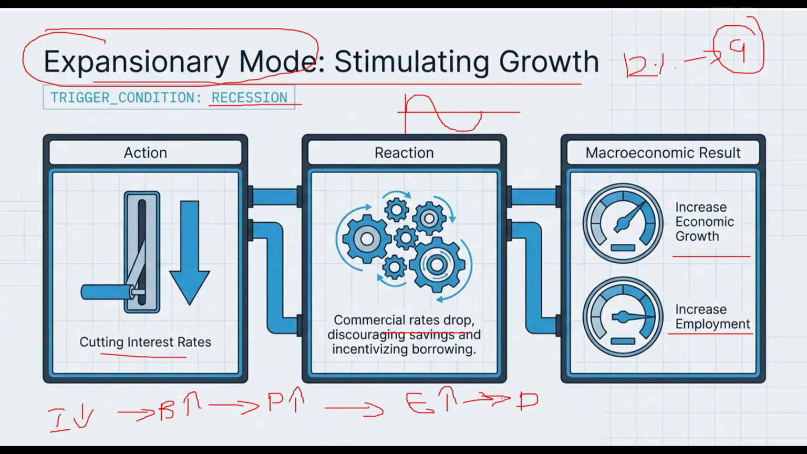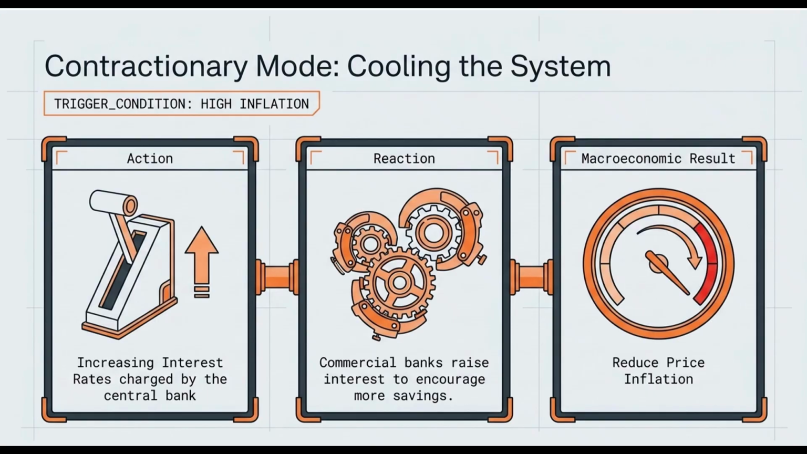Okay. Now let's see the contractionary mode, just the opposite of expansion. So this policy is usually implemented when inflation becomes too high and prices are rising rapidly. So what will happen at the time of inflation? If we have inflation, the prices will increase, right? So, to control inflation, the central bank raises the interest rate.